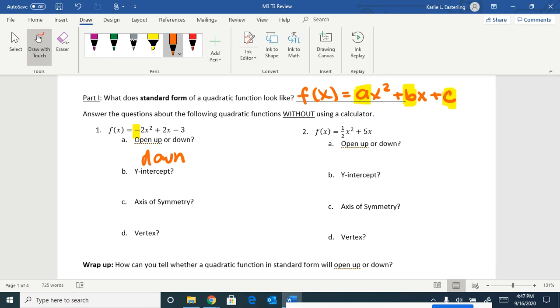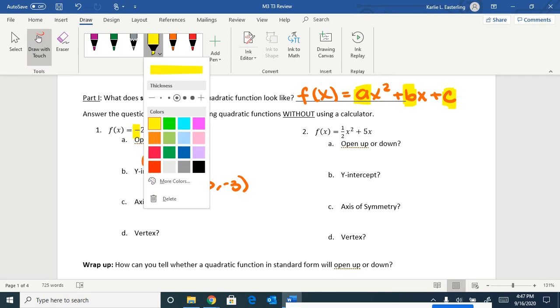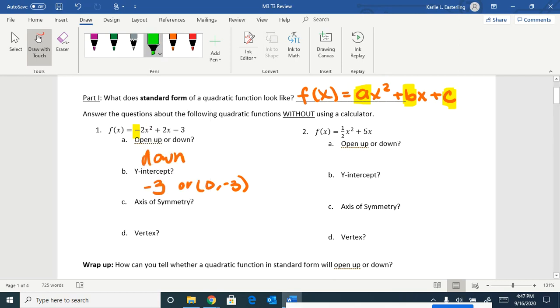Our y-intercept, we know that it is at negative 3, or you can also write 0, negative 3. I will accept both. And we know this because of that negative 3 on the end. With our standard form, we can look at our c value, and that is our y-intercept.